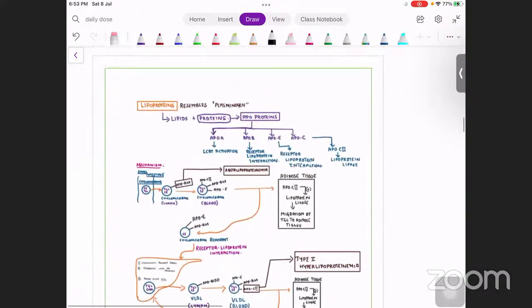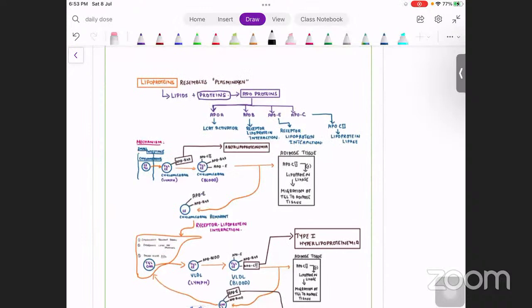Now we are going to talk about lipoprotein metabolism. Speaking of lipoprotein metabolism, lipoprotein resembles your plasminogen. So lipids and proteins are so-called lipoprotein.